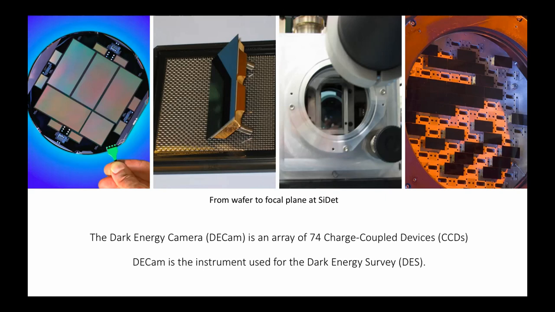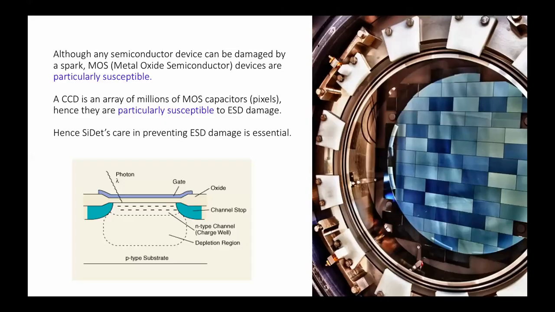We would measure the quantum efficiency at many different wavelengths. We would measure linearity to see if we shine twice as much light on them, do we get twice the signal out or something else? We carefully measure how many bad pixels there are, whether there's any crosstalk, and we would then grade them and choose the 74 best CCDs to put on the focal plane for the Dark Energy Camera. So we got to know these devices really well. You can see on the right, the focal plane is partially populated, and here it's completely populated.